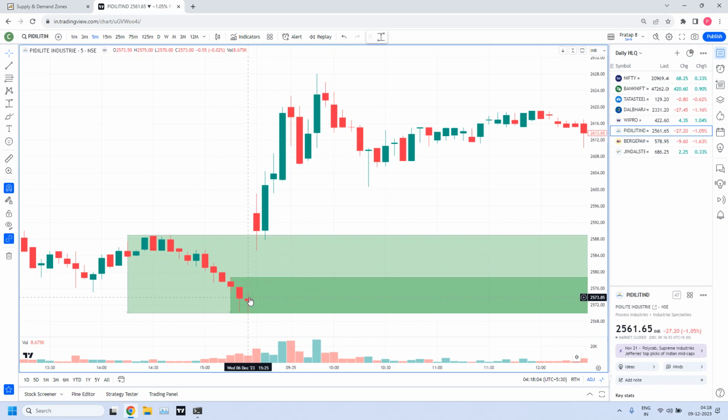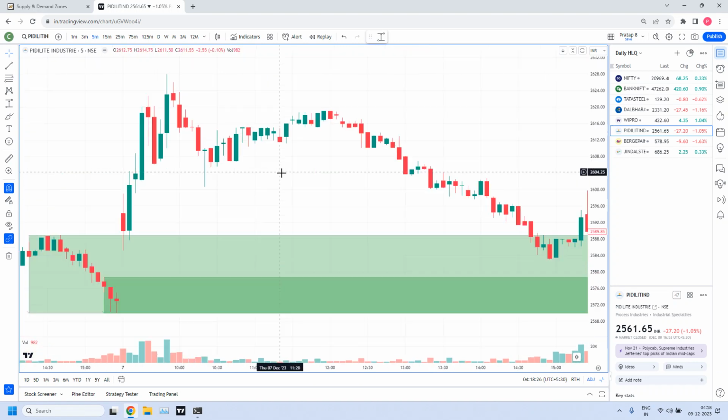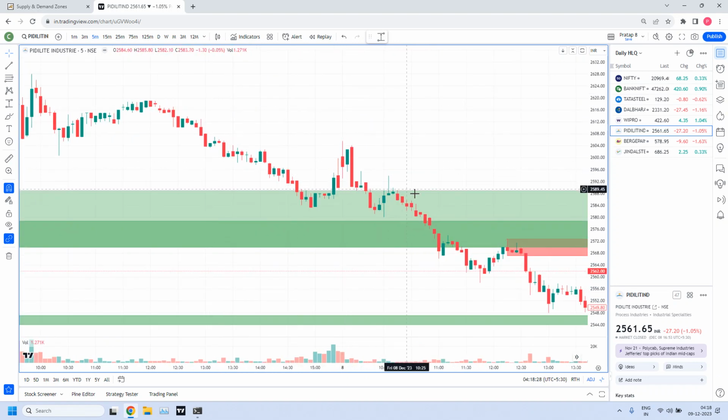Maybe one candle is having a lower low, another candle is having a higher high, the next candle. That way they might move in a narrow range. But these candles are not moving in a narrow range. So this is the first sign that indicates this zone is not having a proper structure. There is something wrong. That's why, what happened today? Easily the prices violated this zone.